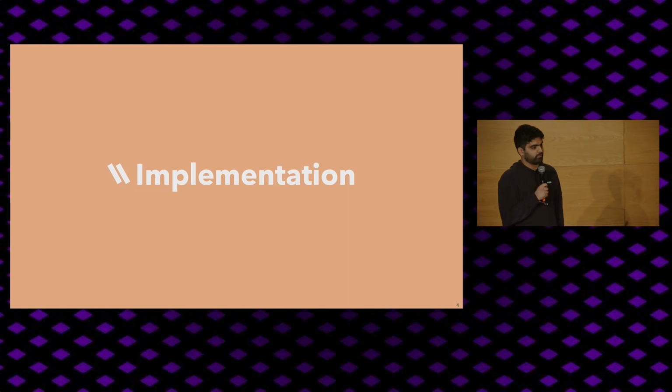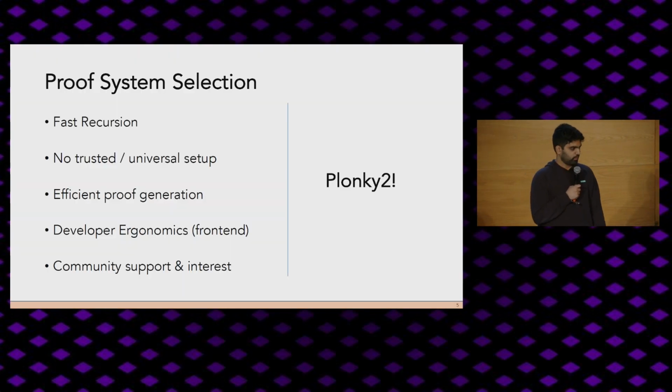All right, so what does the implementation look like? I think a bunch of folks in this room understand what the various proof systems look like in the world. This was our criteria for choosing a proof system. We want this to work really fast and really well in production, so we obviously need fast recursion. We don't want a trusted or necessarily universal setup. We want super fast proof generation. We want the developer ergonomics to be really nice. And the other thing we're looking at is community support and interest. We want to go with the things that people are converging on in the industry: where's the puck going, and we want to be there.